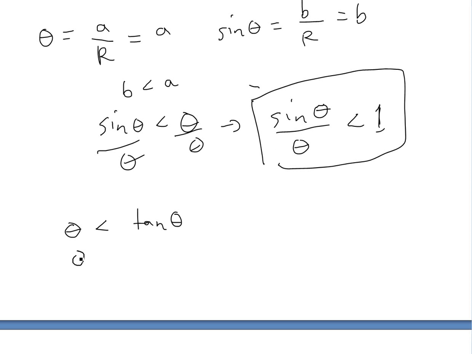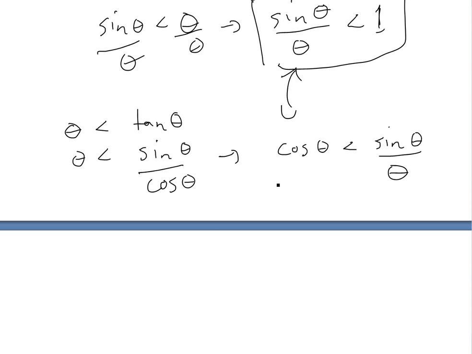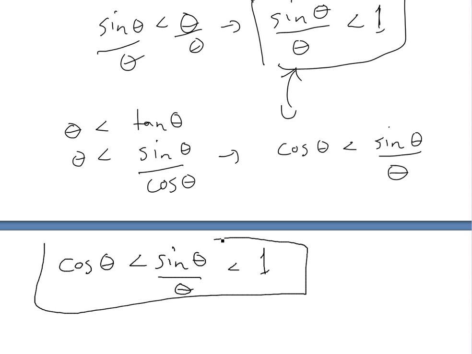So theta is less than, well, the definition of tan is sine theta over cos theta. This is from my other video on trig, on tan, sine, cos functions. If we rearrange this, multiply by cos, move it over, and divide by theta, we get cos theta is less than sine theta over theta. Now if we put these two together, we have cos theta is less than sine theta over theta, which is less than 1, which is this one right here. So we have all this.